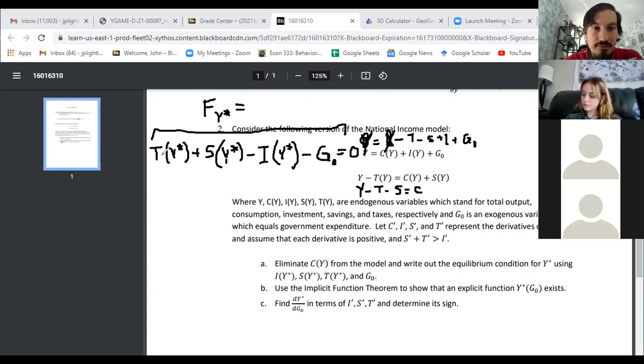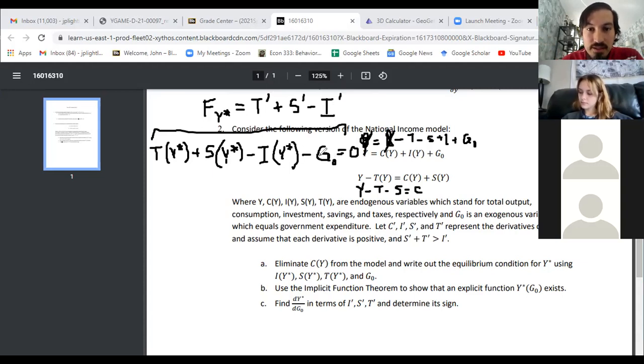Okay, well, what is f sub y star? Well, we have the derivative of t of y star with respect to y star, which is simply something you can call t prime. I've told you to do that here. Let c prime, I prime, s prime, and t prime represent the derivatives of C, I, S, and T. So let's just call that t prime. You get that? T prime is the derivative of t with respect to y star. How do you know it's with respect to y star? Because that's the only variable inside the function t. Okay? Plus s prime, that's the second term, minus I prime. How about this g0 term? Well, that doesn't have a y star in it, so that doesn't exist in f sub y star. This should be all you have for f sub y star. Okay, what do we need to show that that's not equal to 0?